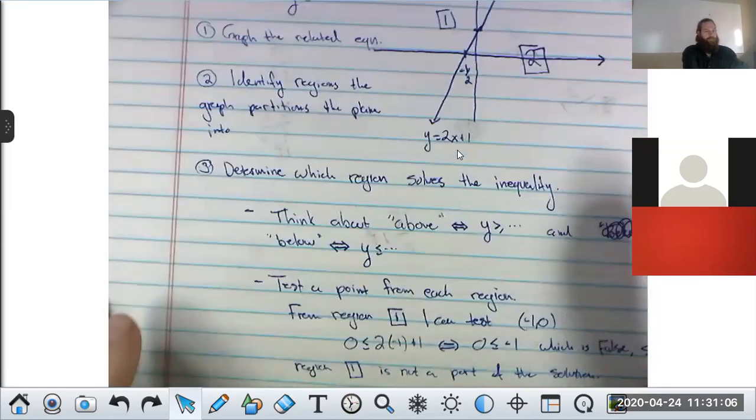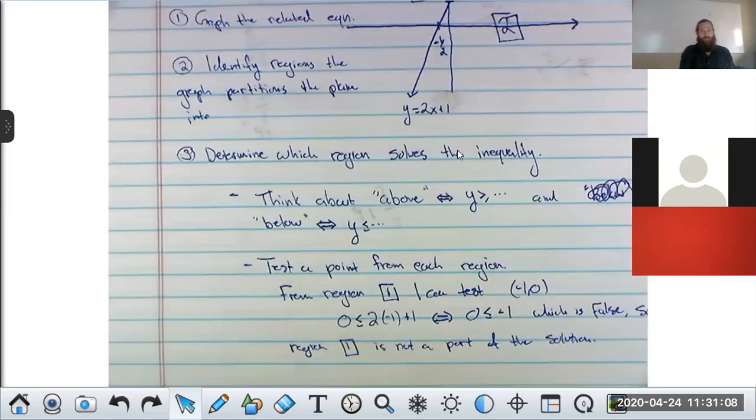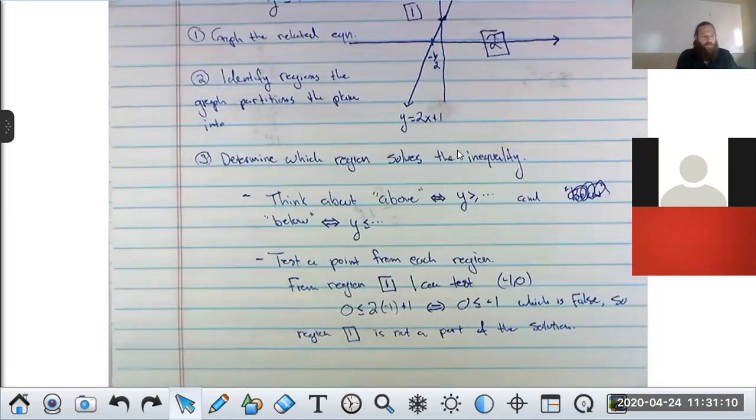So if I plug in the point -1, 0, which is a point in region 1, then I get a false statement, which means that region 1 is not a part of my solution set.